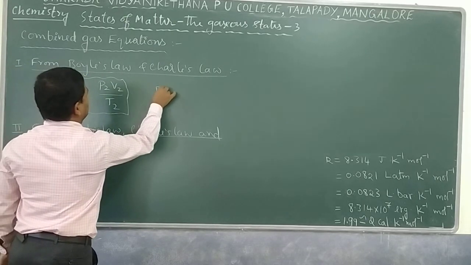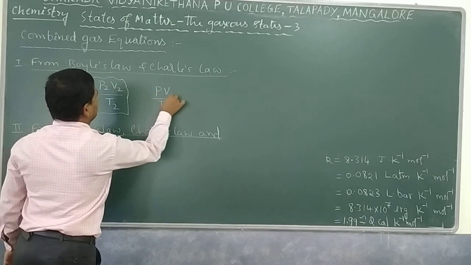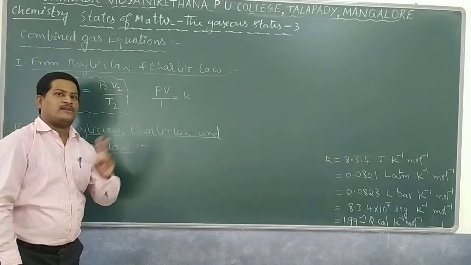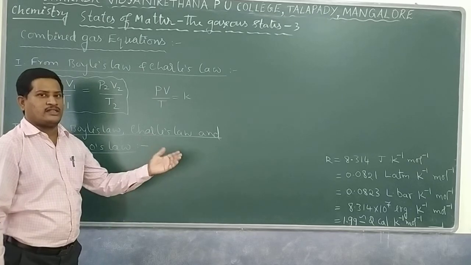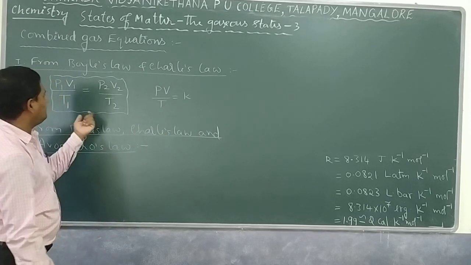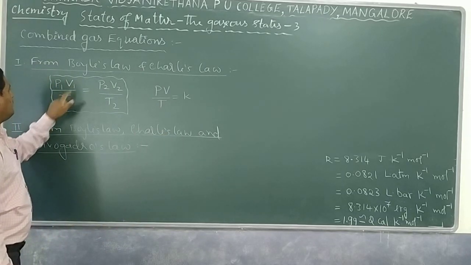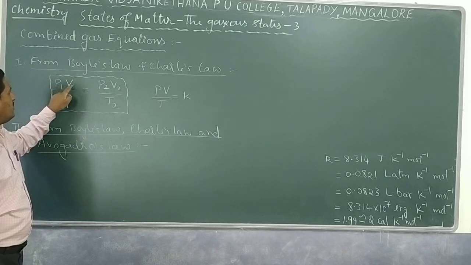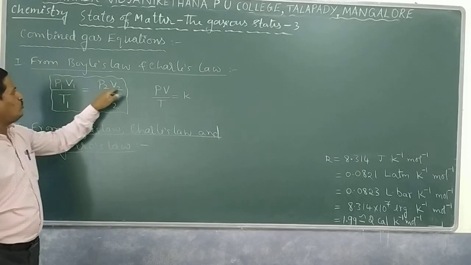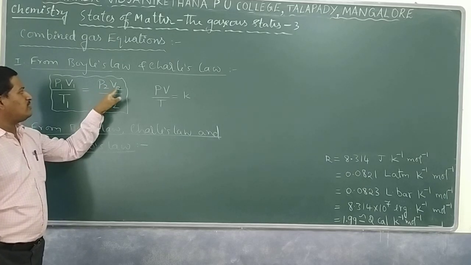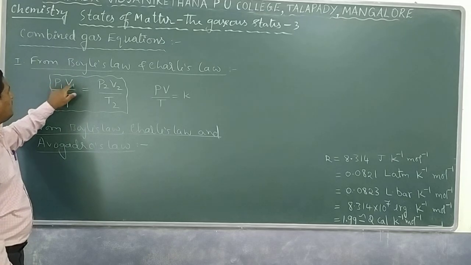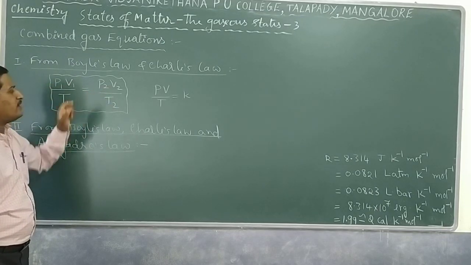Actually, pressure into volume divided by temperature is a constant K. Suppose a gas is present at two different states, say 1 and 2, then this equation comes. P1, V1, T1 are the initial pressure, volume and temperature. P2, V2, T2 are the final pressure, volume and temperature. So those are related by the relation P1 V1 by T1 equal to P2 V2 divided by T2.